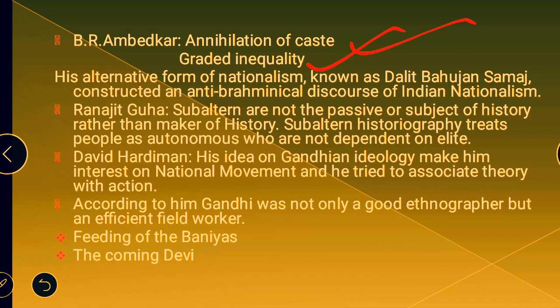He provides an alternative form of nationalism known as Dalit Bahujan Samaj. His basic point of discussion is that we need to replace caste inequality in order to bring an egalitarian society, right? He talked about the pre-colonial Brahminical setup which brought all this inequality in India, and we need to dethrone this. Ranajit Guha has already been discussed.